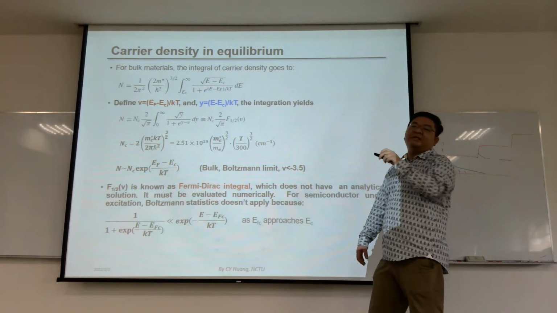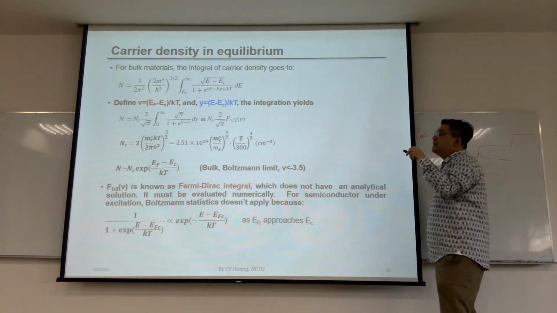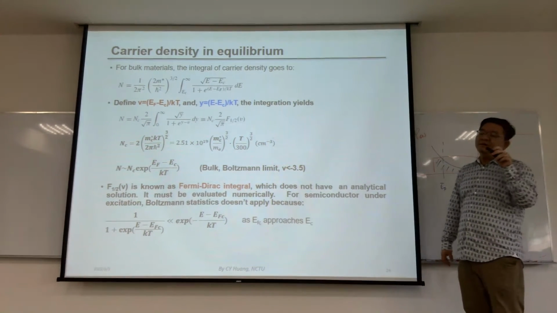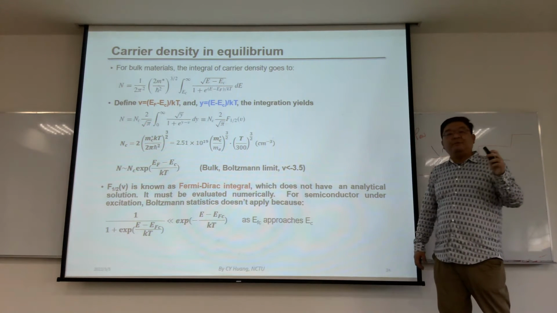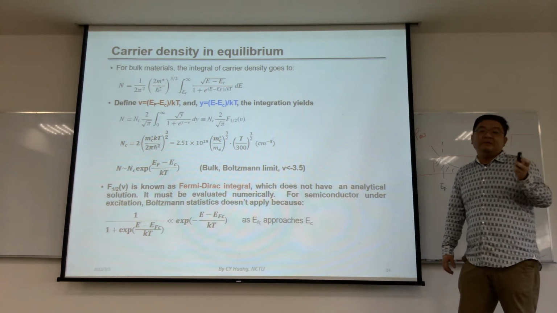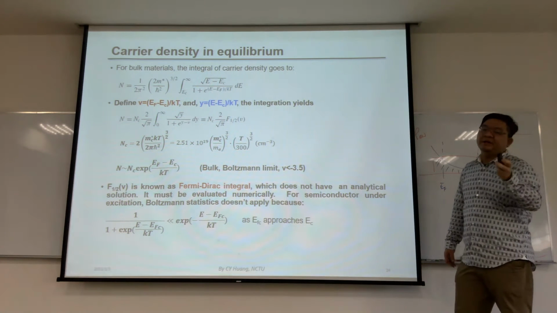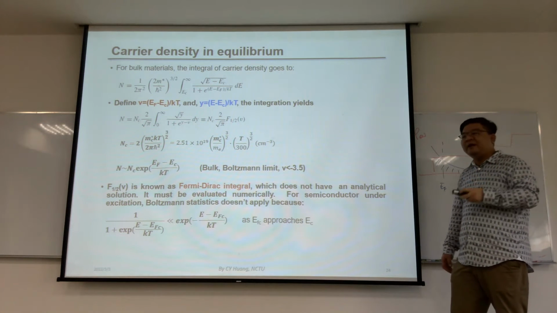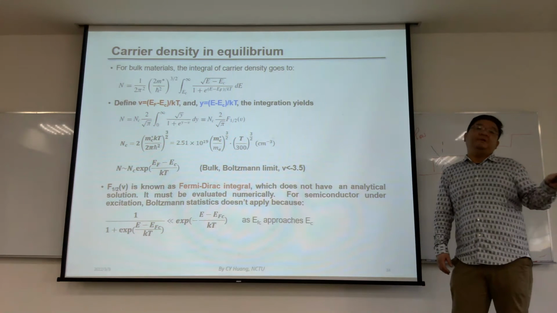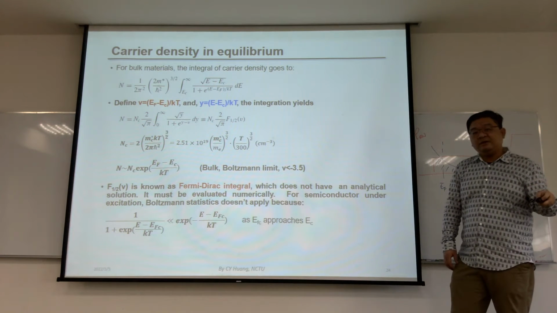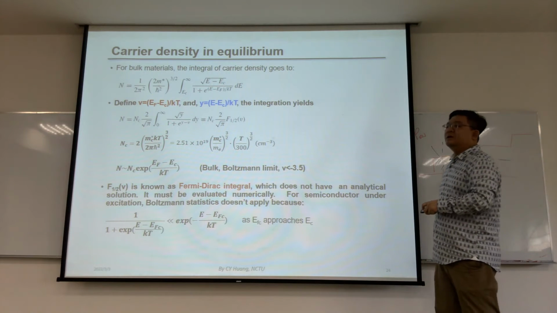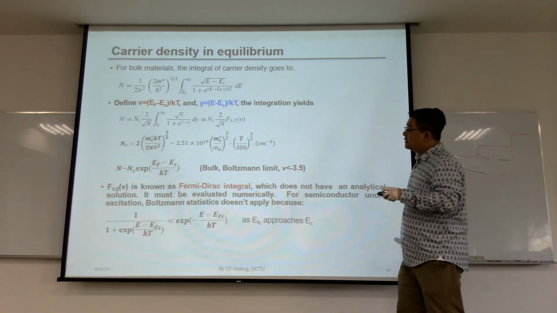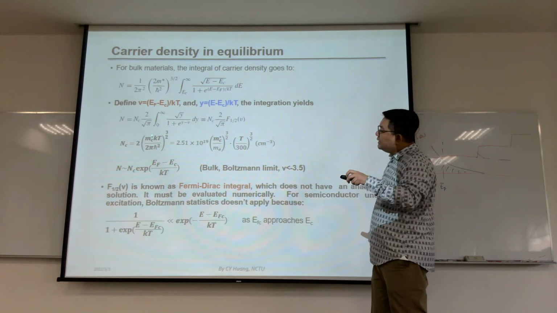You cannot use that. So you cannot use the common Boltzmann approximation to calculate the actual carrier density or find the real position of the Fermi level with a given carrier density. Then we need to do numerical approximations. So it is the same.